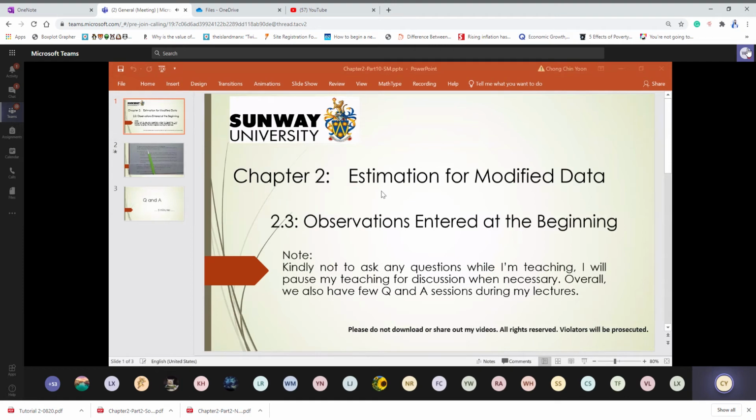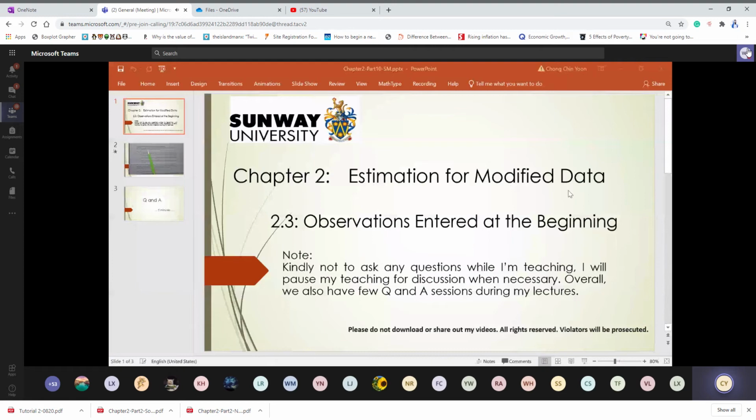So we try to do the same thing, estimation of modified data, that is incomplete data. Remember, chapter 1 is complete data, chapter 2 is incomplete data. That's why we have modified. How to modify? That is because of truncation and censored value. So based on this truncation and censored, we modify the data.